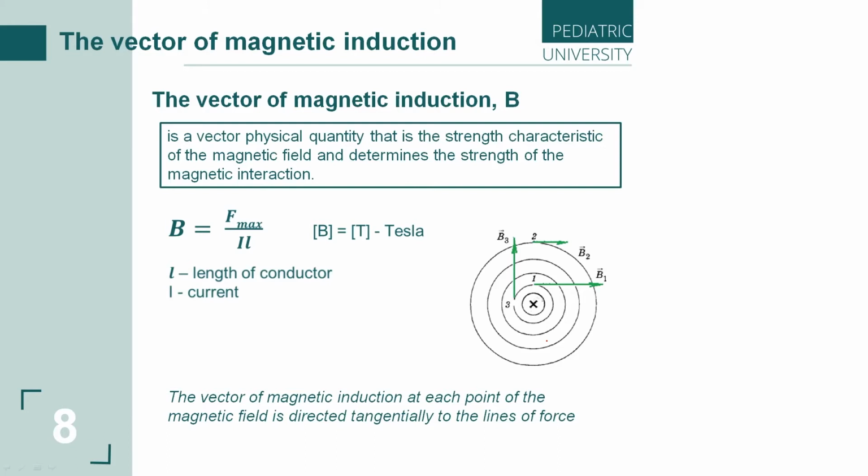Let's see the formula. How can we calculate the magnetic induction vector? For the magnetic induction vector, we put the letter B.